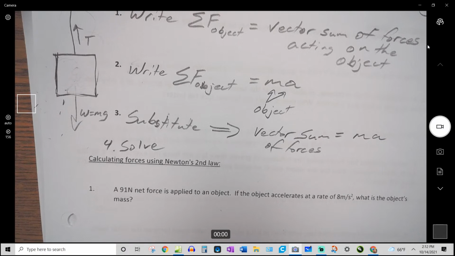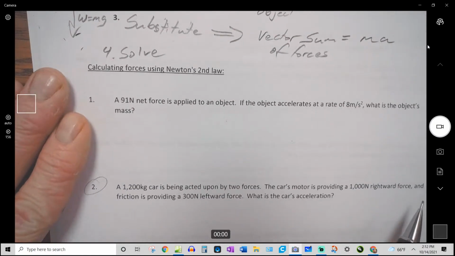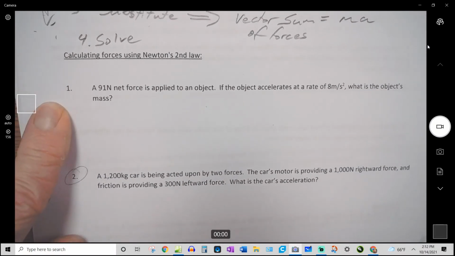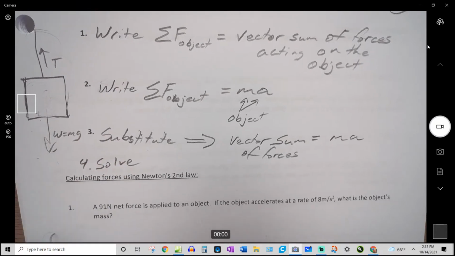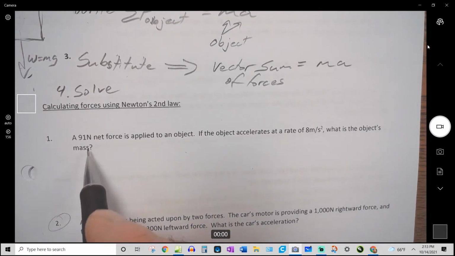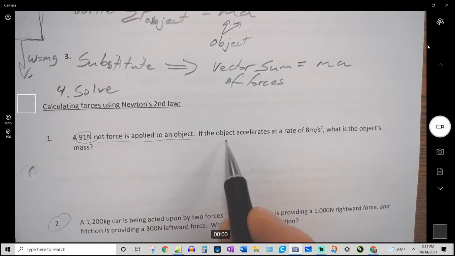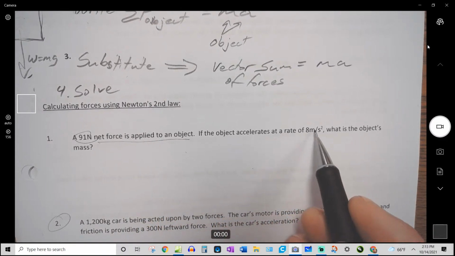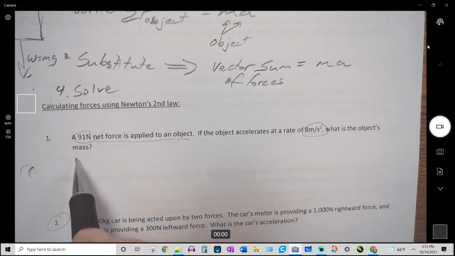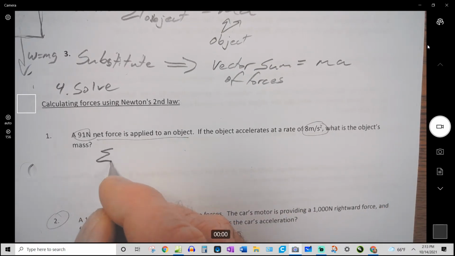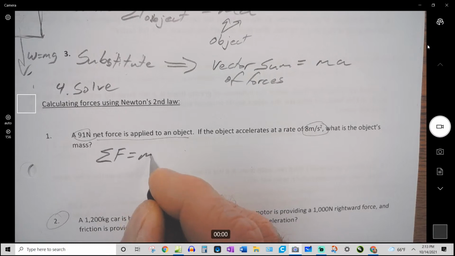And then when we get into 2 dimensions, we'll be doing that in 2 dimensions over and over again. So a few little practice problems. Number 1, we don't need to do this. It's just so simple. This is just using Newton's second law. If you've got a 91 Newton net force applied to an object, and the object accelerates at 8 meters per second squared, what's the object's mass? So this is just an application of net force equals ma.